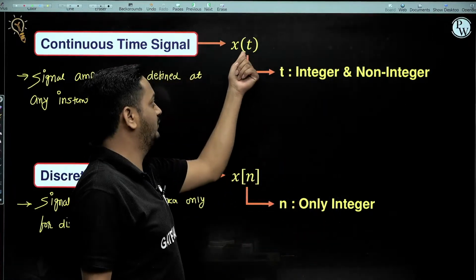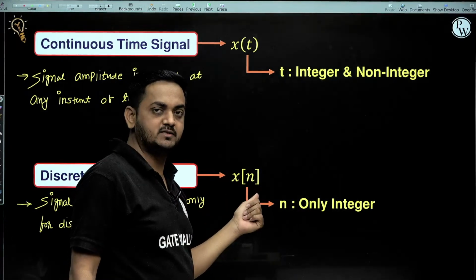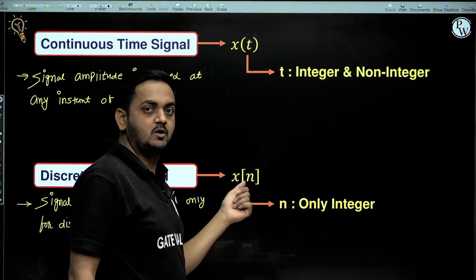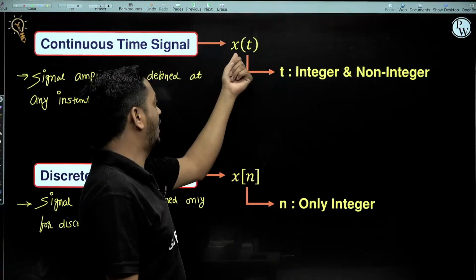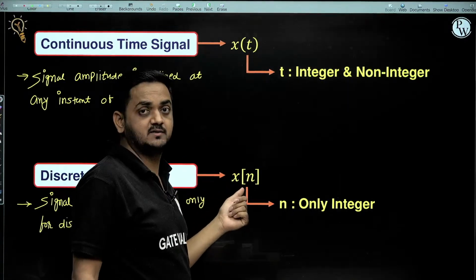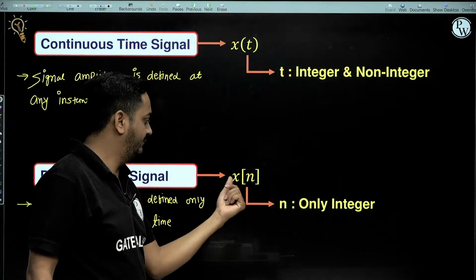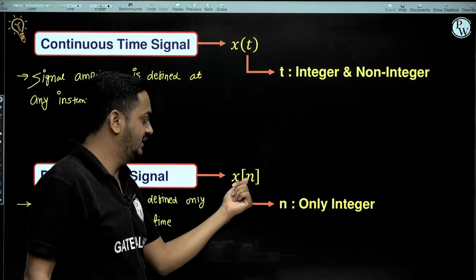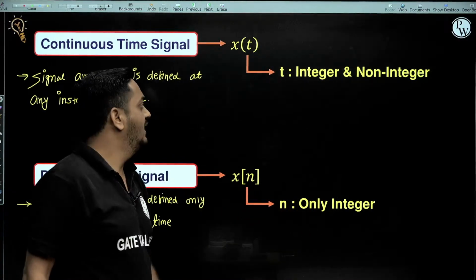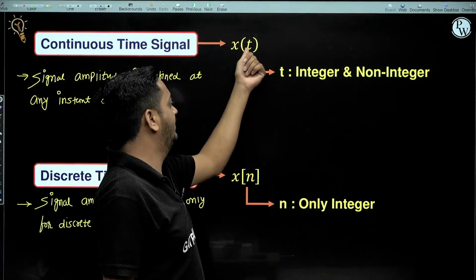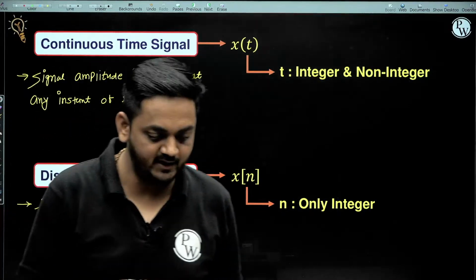Here this t stands for the independent variable on the x-axis, and here this n also. So the independent variable is time, but the notation is n for the discrete time signal and t for the continuous time signal. Here round bracket and here square bracket. So this is the representation of a discrete time signal: square bracket, and the independent variable on the x-axis is n, which is integer only, like 0, 1, 2, 3, 4, -1, -2, -3 only. And here, in continuous time, the independent variable can be integer or non-integer also, correct? Integer or non-integer, fine.